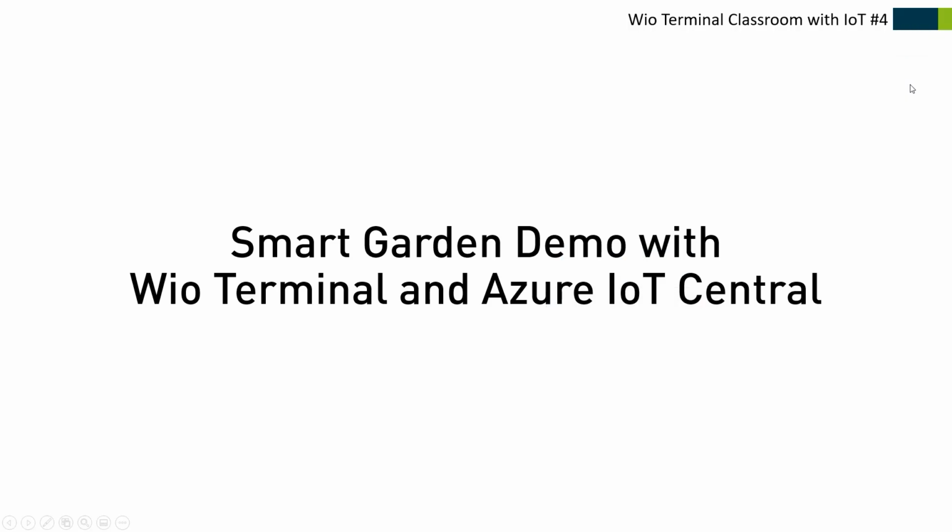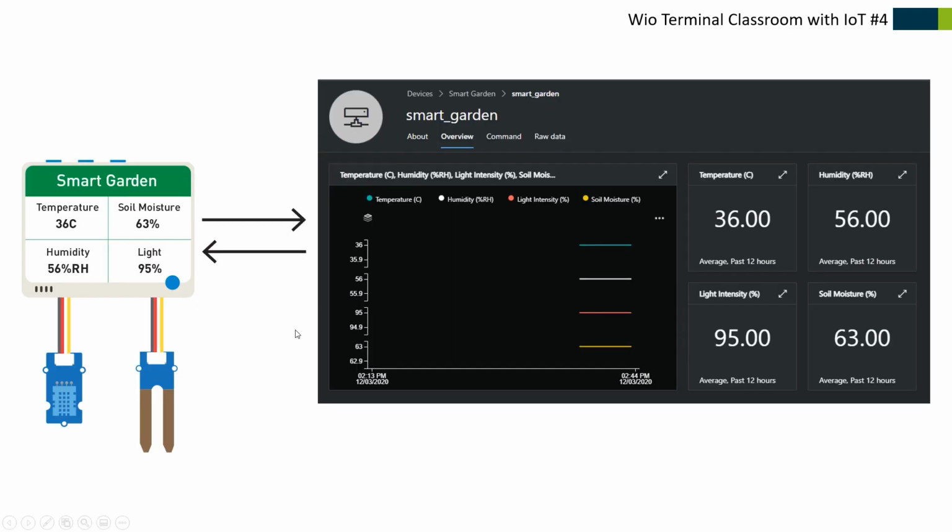Now let's move on to a smart garden demo with wire terminal and Azure IoT Central. So here, a grove temperature and humidity sensor and a soil moisture sensor will be connected to the wire terminal, and the wire terminal will grab the temperature and humidity sensor information from this sensor, soil moisture information from this sensor, and light intensity information from the inbuilt light sensor on the wire terminal. So after grabbing the data, it will display on the wire terminal LCD screen and then send this data to Microsoft Azure IoT Central and visualize on the IoT Central dashboard.